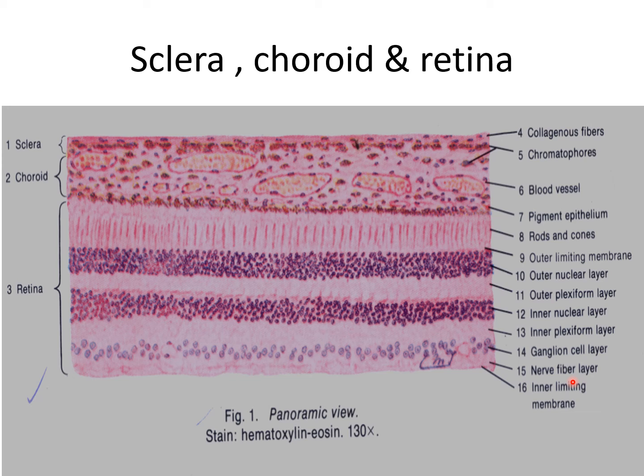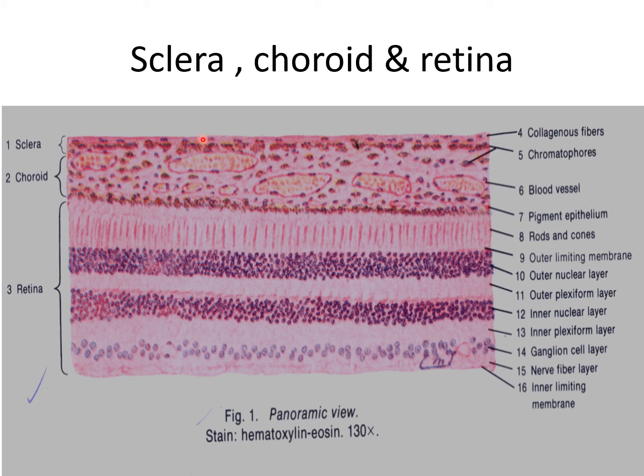The last one is the internal limiting membrane. The processes of adjoining Muller cells extend to the internal surface of the retina to form the internal limiting membrane. This membrane separates the retina from the vitreous humor. So this is the appearance of the retina in section in H and E staining.